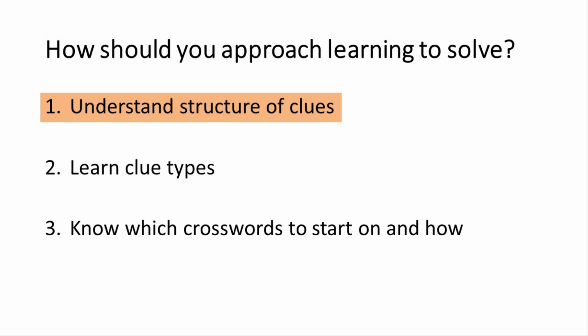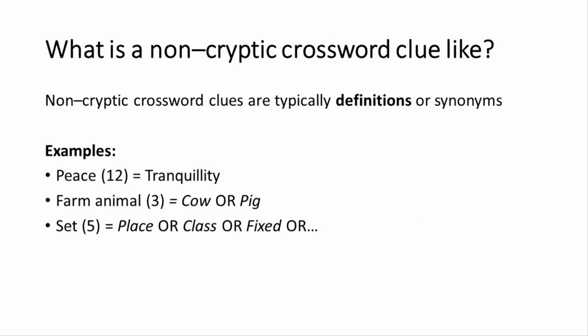Cryptic crossword clues are structured very differently to regular crossword clues. If you don't know this and try and solve a cryptic crossword, it's really easy to feel super lost. To understand how to solve a cryptic crossword clue, it's useful to understand what non-cryptic crossword clues are like. Non-cryptic crossword clues are typically definitions or synonyms. For example, "piece" 12 could be "tranquility".